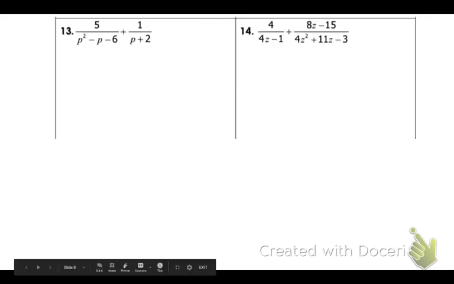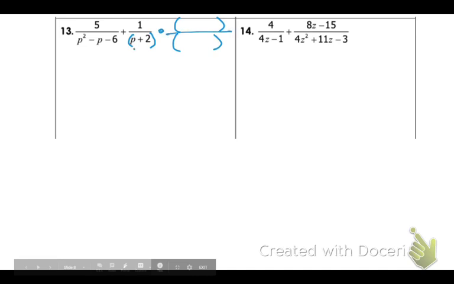Alright. So now let's look at number 13. I need to turn this p plus 2 into this p squared minus p minus 6. So I'm going to multiply. P times p will give me p squared. 2 times negative 3 will give me negative 6. This negative p will follow as we go along. So let's see. P minus 3. Let's go ahead and distribute.